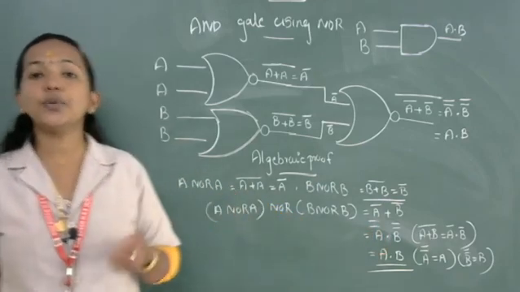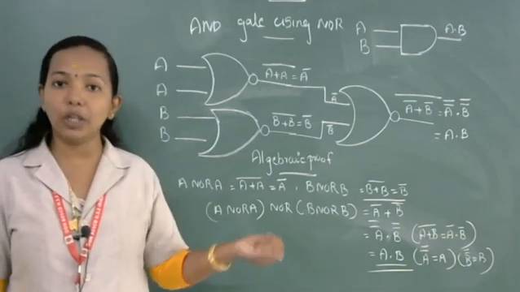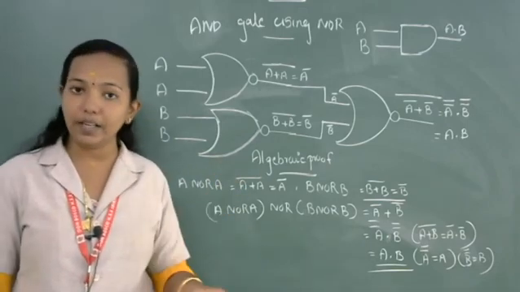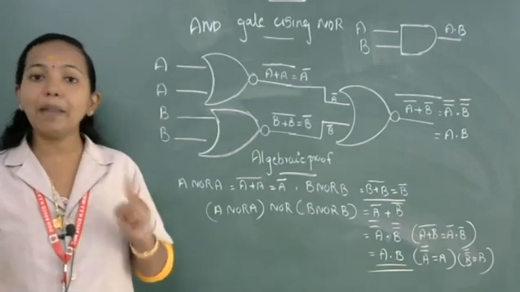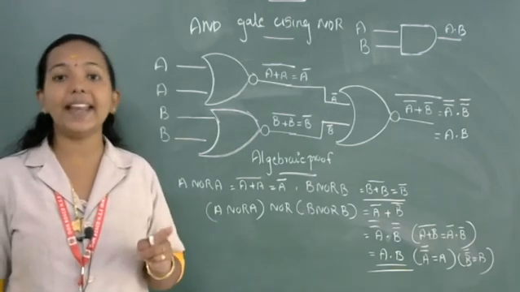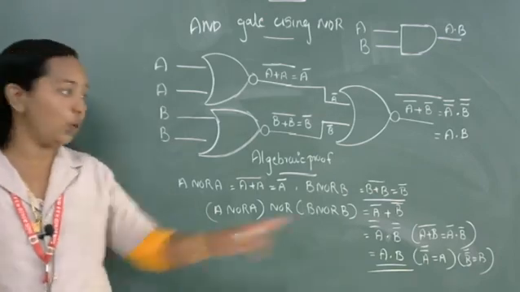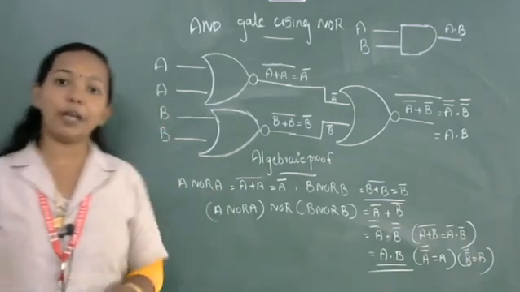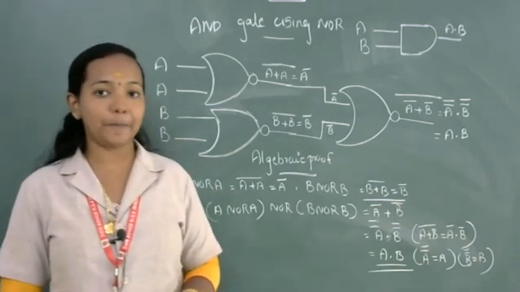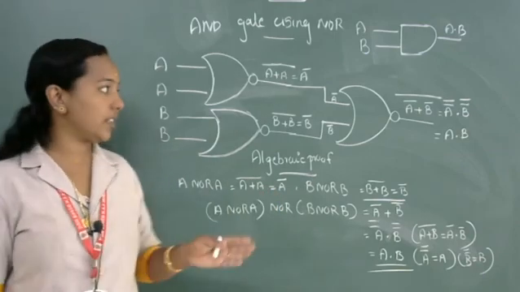Then you want to study 2 laws. Involution law: what is the involution law? A double complement is equal to A itself. Then idempotence law: A plus A is equal to A itself, and A dot A is equal to A itself. These 2 laws I am applying here, and also De Morgan's theorem, both the first theorem and the second theorem. According to that we are getting the result. I think it is clear.